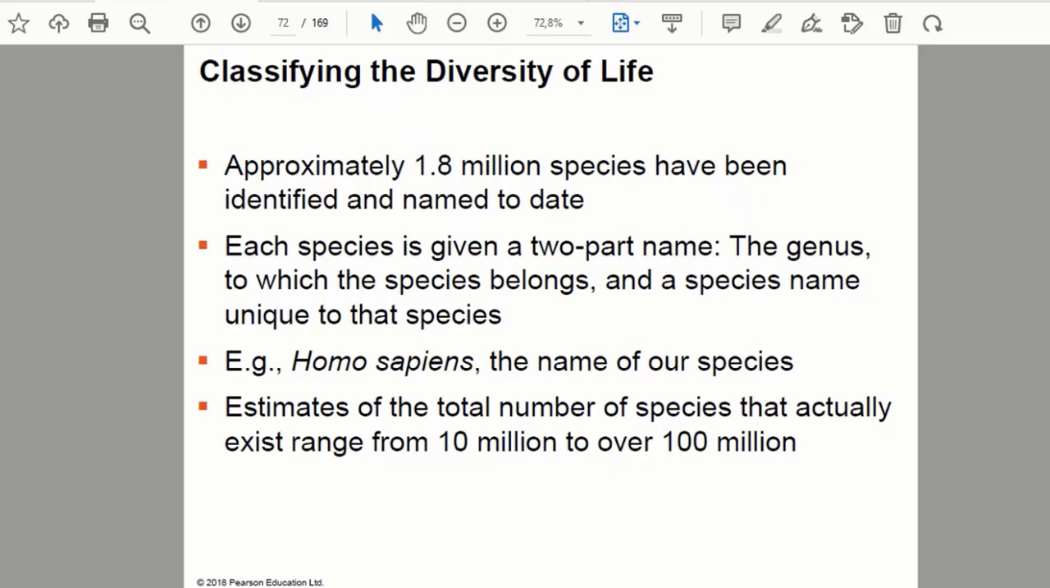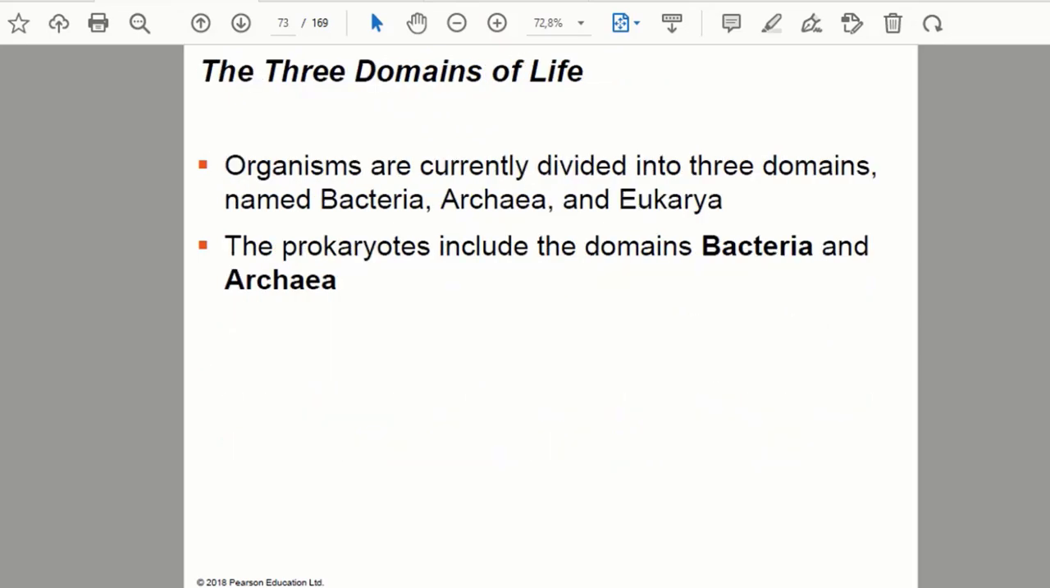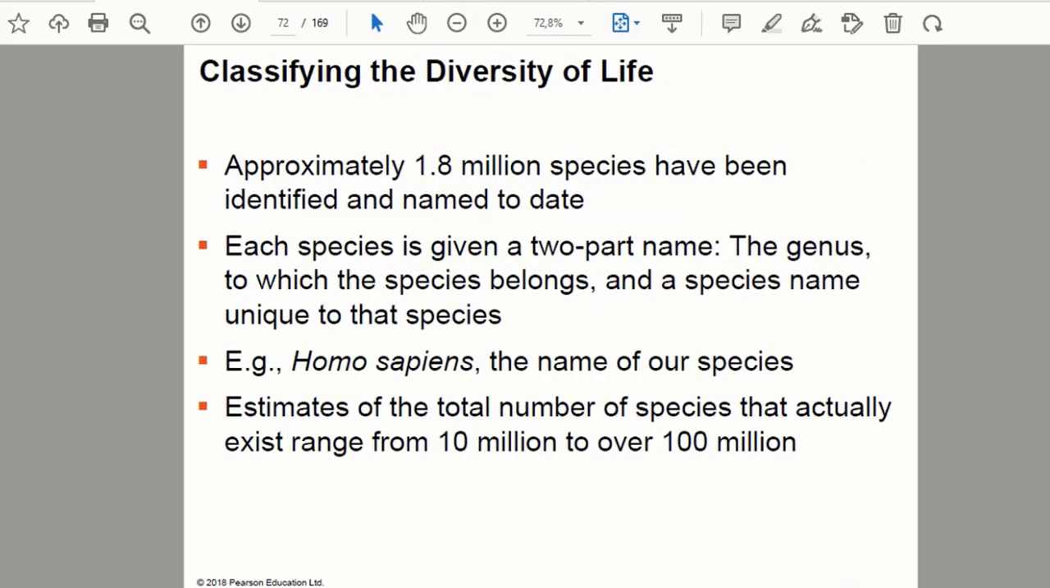The estimate of the total number of species that actually exist ranges from 10 to over 100 million. That's how the diversity of life is classified. My point is that when they say approximately 1.8 million species, whatever you're studying, plants, bacteria, anything, there's a possibility that you're going to find a species which has not been named or classified.